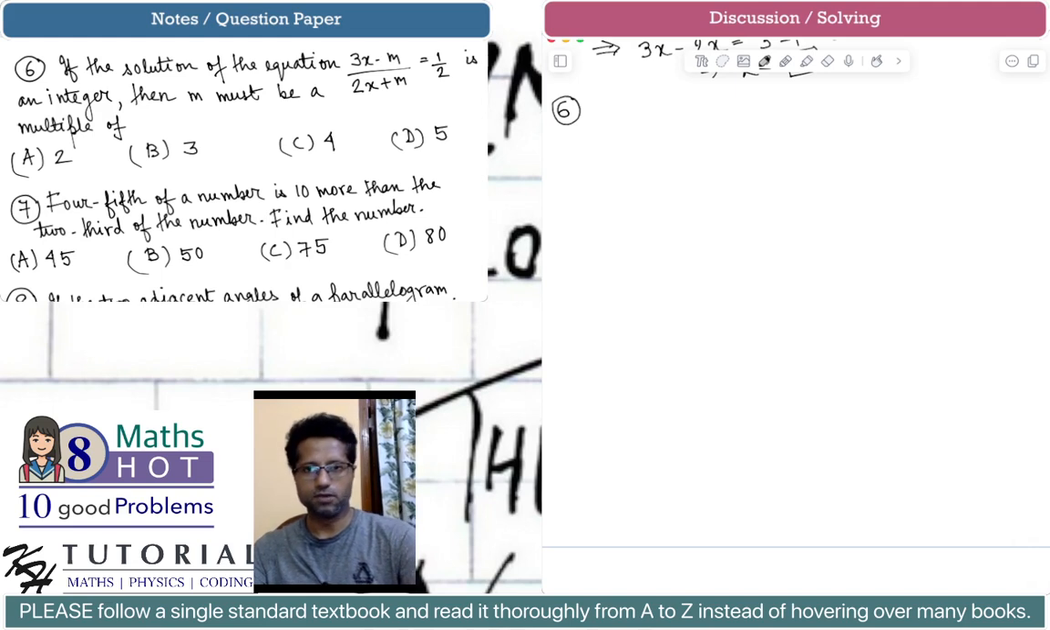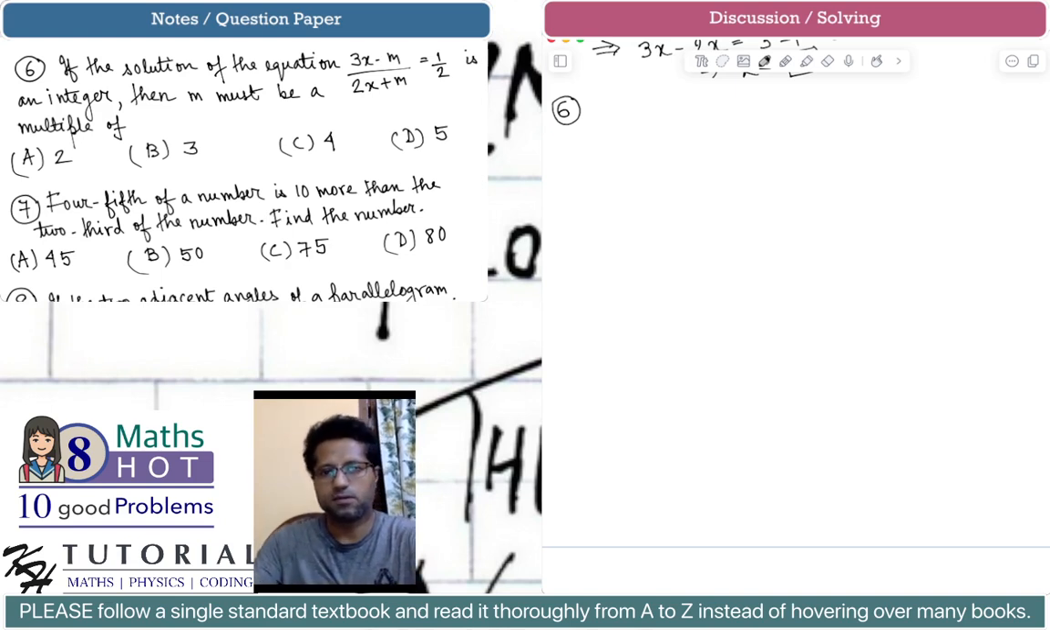If the solution of the equation, an equation is given where the variable is x, and we also see a term m, might be a constant. If the solution of the equation is an integer, then m must be a multiple of. So it is given that an equation is given and it is saying that the solution, that is the value of x that satisfies this equation, is an integer. If it is an integer, then what can possibly the value of m be?